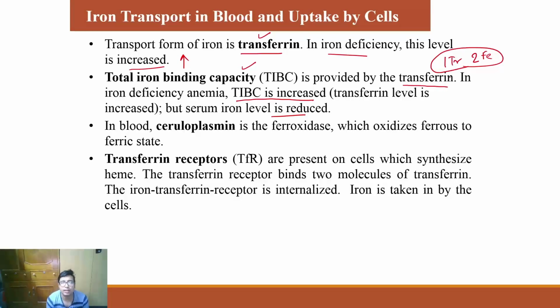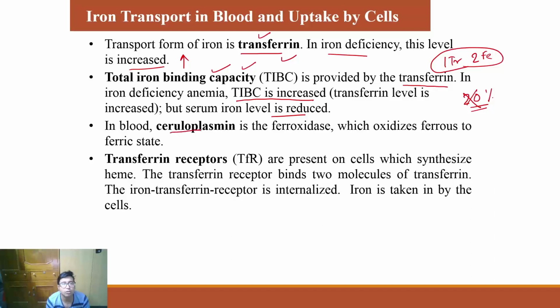Transferrin is normally 20% saturated with iron. Normally it is 20% saturated, but it actually rises. You don't need to know the normal level of TIBC or the normal level of transferrin, it may be given in your textbook, you don't need to remember.